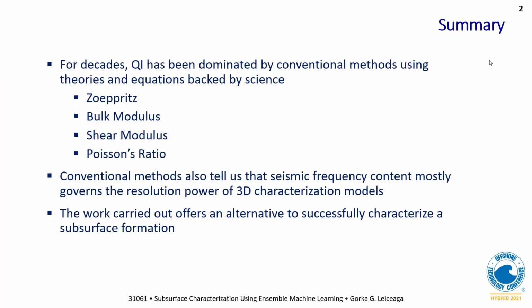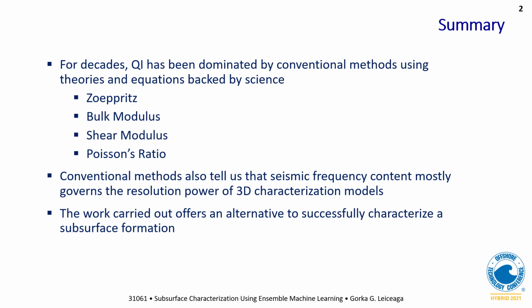For decades, quantitative interpretation has been dominated by conventional methods, conventional workflows that are backed by theories and equations, backed by science. Such as Zoeppritz and bulk and shear modulus, Poisson's ratio, we've all heard of these. And conventional methods also tell us that anything that we get out of these 3D models, we can expect the seismic frequency content to mostly govern the resolution power of these models.